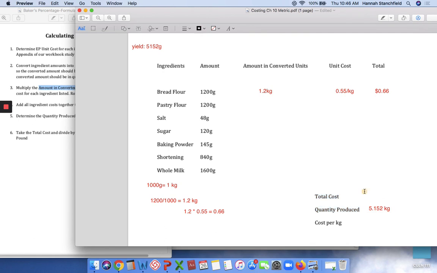So once you have found your total cost, you have your quantity produced. What you will do is take your total cost, of course it's going to be money here, and divide by our quantity produced, which is 5.152, and that's going to tell us our cost per kilogram.